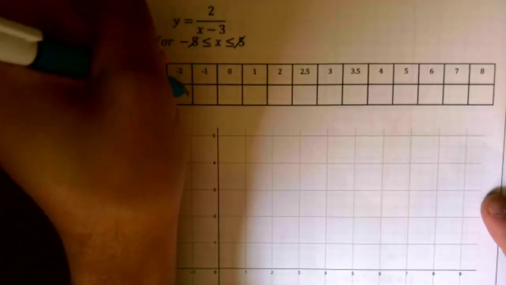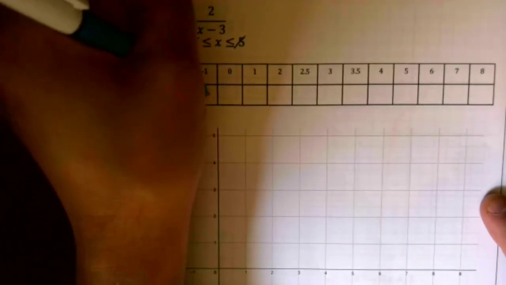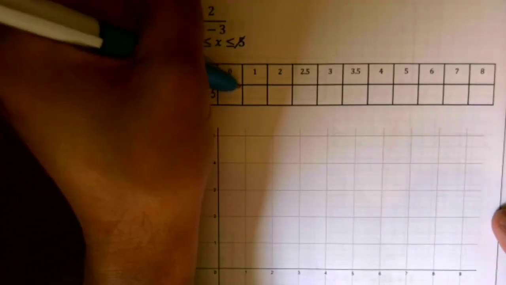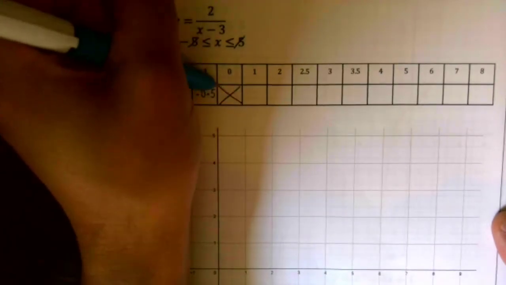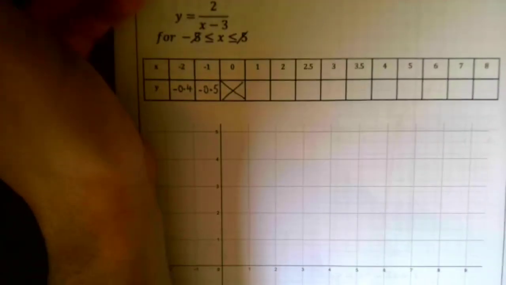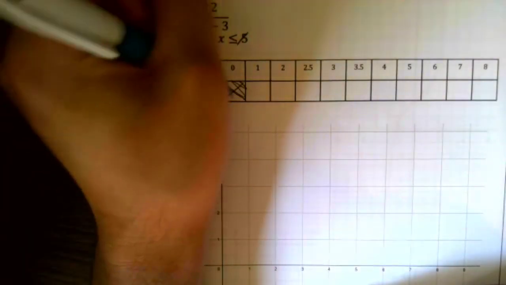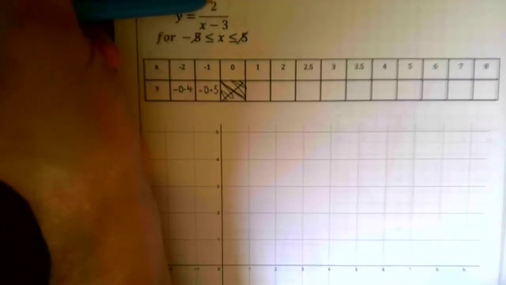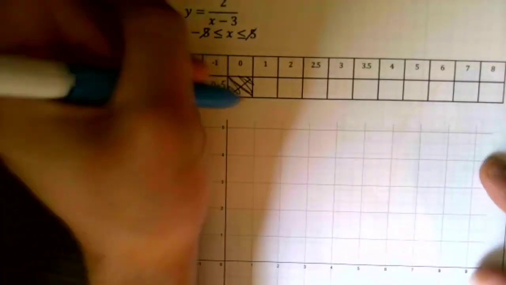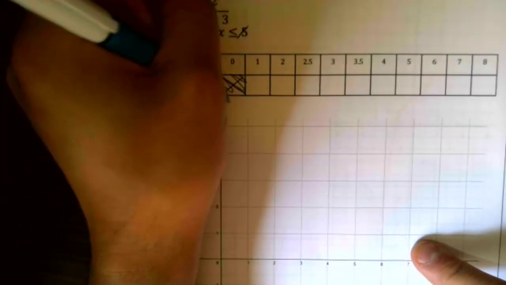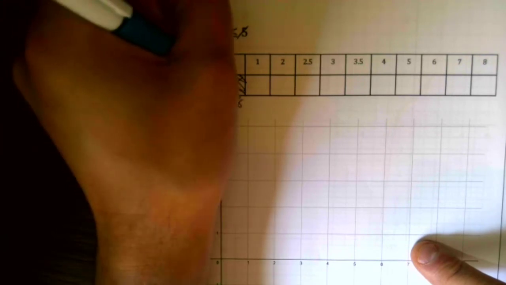-1 take away 3 is -4. 2 over -4 is -0.5. 0. Again, we can't do 0. That doesn't give us anything. Oh no, we can. Sorry. So here we go. Look, 0 take away 3 is -3. 2 over -3 is -2/3. So I'm going to write 0.6 recurring.